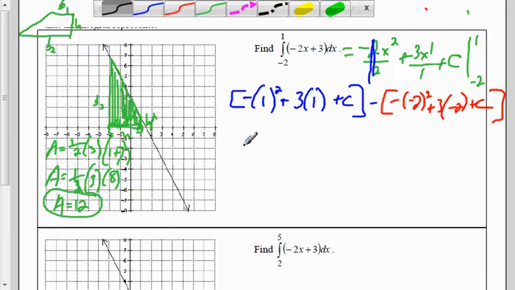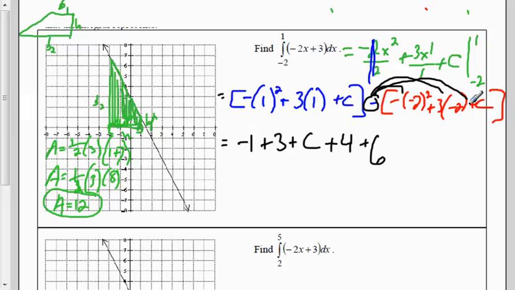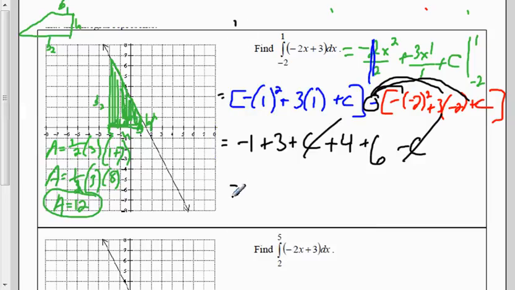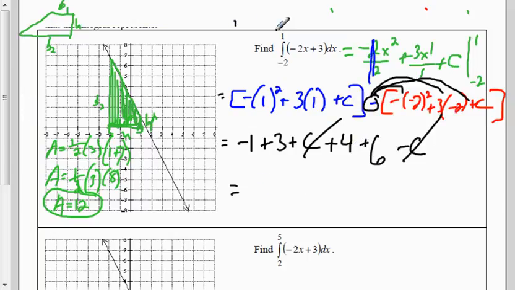So 1 squared is 1, so I get negative 1 plus 3 plus c. This negative sign is going to be distributed to everything in there. Negative 2 squared is positive 4. The opposite of that is negative 4, but then we distribute that negative sign, and it's going to be positive 4 again. 3 times negative 2 is negative 6. Distribute that negative sign, we're going to get positive 6, and this is going to become negative c. So our constants are going to end up canceling out, and that's always going to happen because we're finding the definite integral. And then negative 1 plus 3 is 2, plus 4 is 6, plus 6 is 12.